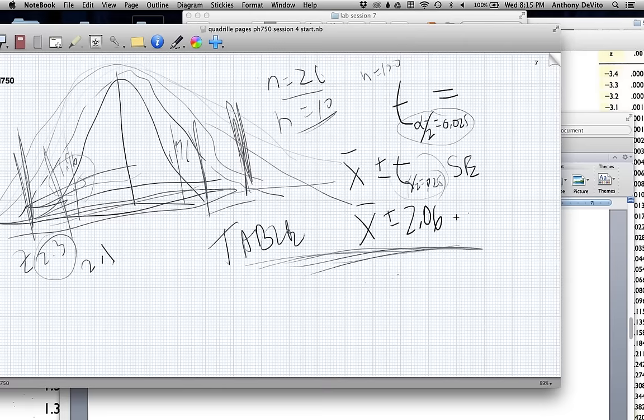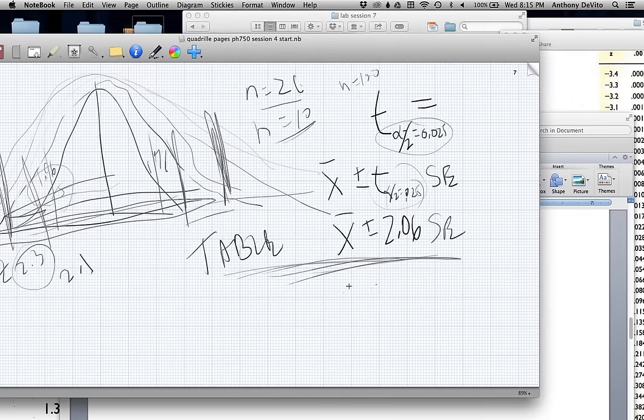Okay, so it's going to be x bar plus or minus 2.06 times the standard error. Anybody remember what x bar was at this point? It was 6.5, plus or minus 2.06 times the standard error, which was 0.25, I think it was 0.26. Anybody want to tell me what that comes out to? 0.536, call it 6.5 plus or minus 0.536.